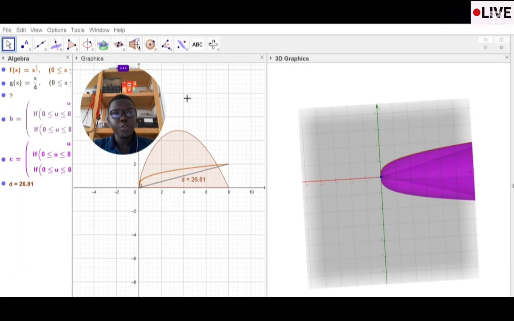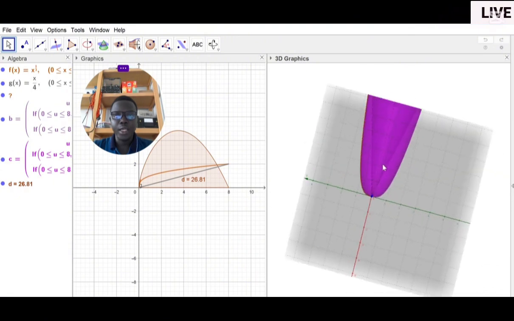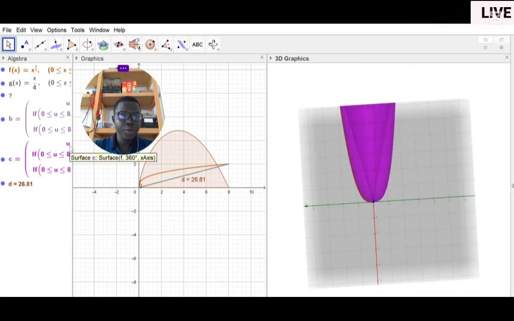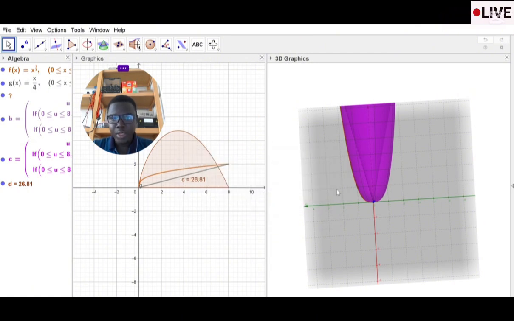So you can also decide to edit the functions in case there's anything. You can double click on the function up there and then do your edits. You can also change the limits to whatever you want. For the revolution that we did over here, you can also try and change the angle of revolution. For example, I want to rotate it up to, let's say, 270. So for 270, you should be able to do that.